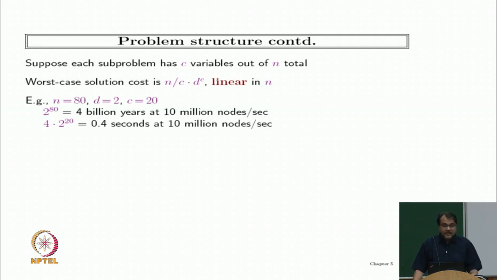4 connected components, and each connected component of size 20. Then I will be solving 4 problems of size 20 each, which would be 4 into 2 to the power 20, which is only 0.4 seconds at 10 million nodes per second. Just imagine the amount of speed up you can get if your problem has separate components. It is absolutely incredible what you can do.